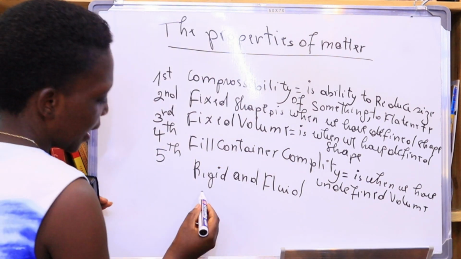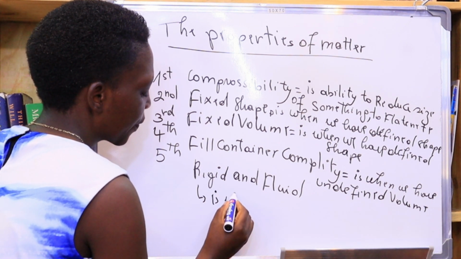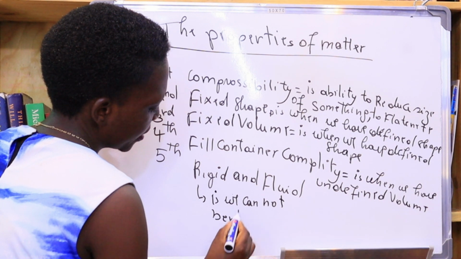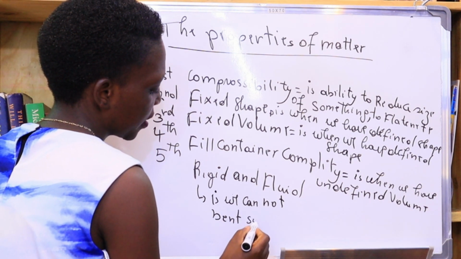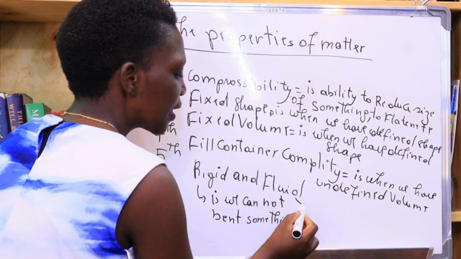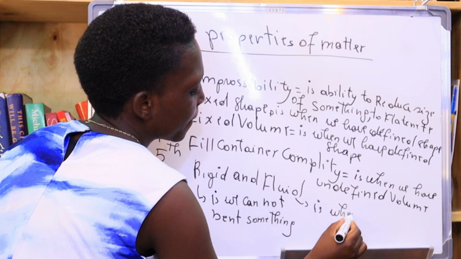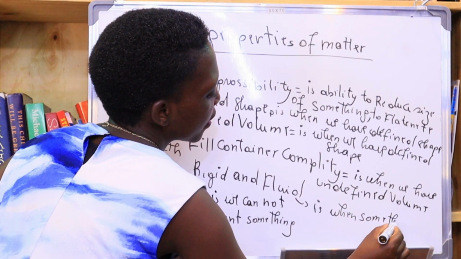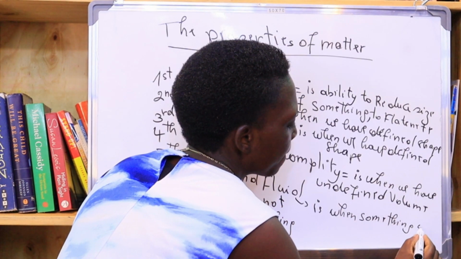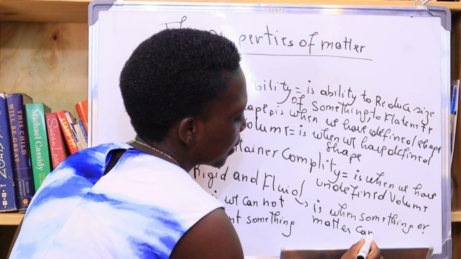If we say rigidity, it is when we cannot bend something. And if we say fluid, it is when something or a matter can flow.